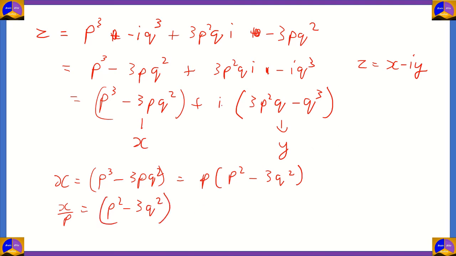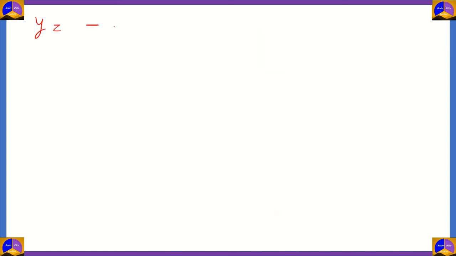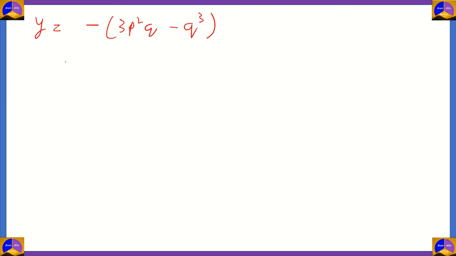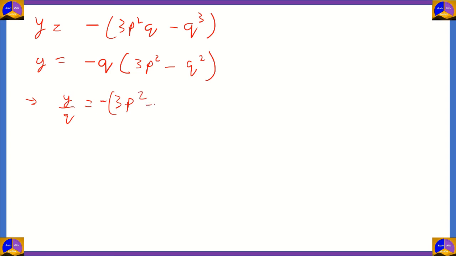Similarly, we can write y as equal to minus of 3p squared q minus q cube, because here the equation is x minus iy, so minus y will be equal to 3p squared q minus q cube. Just put the minus on the right hand side and you get the value of y. So you can take q outside, so it'll be minus q times 3p squared minus q squared. This is the value of y.